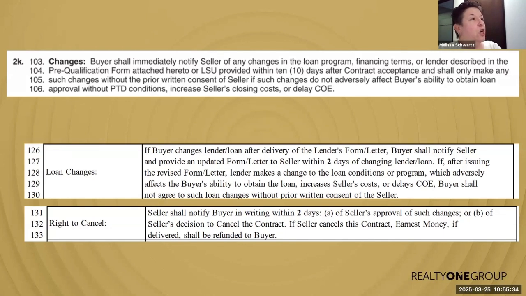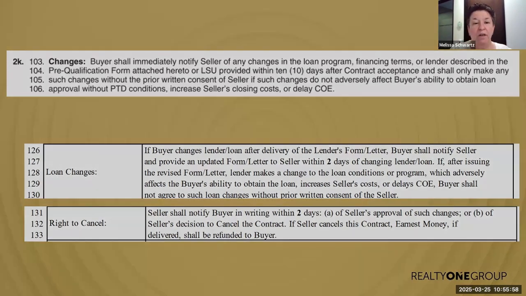Correct. And again, you can issue the loan status update if you're using the AAR contract that could have that information on there. And once that's been delivered, they've received that notification. Yeah, within the first 10 days, they can switch all they want. Right, yeah, so, okay.